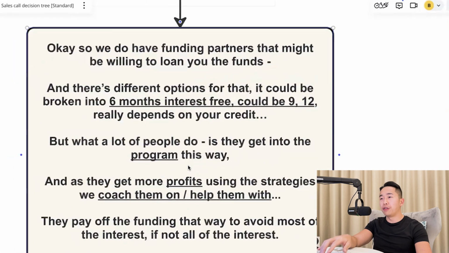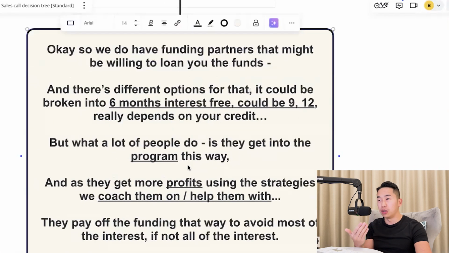Okay. So we do have different funding partners that might be willing to loan you the funds. And there's different options for that. It could be broken into 6 months interest free. It could be 9, 12. Really depends on your credit. But what a lot of people do is they get into the program that way. And as they get more profits using the strategy we coach them on, they have the funding that way and avoid most of the interest, if not all of the interest. Would that help you?